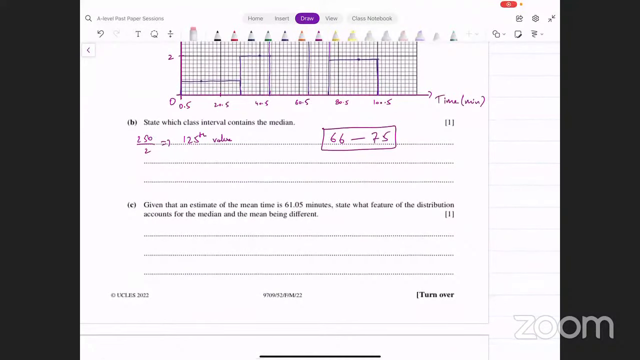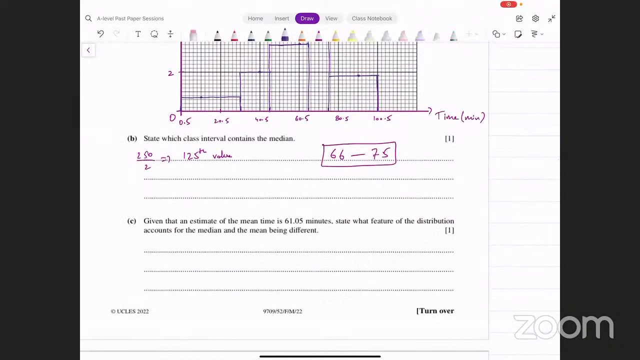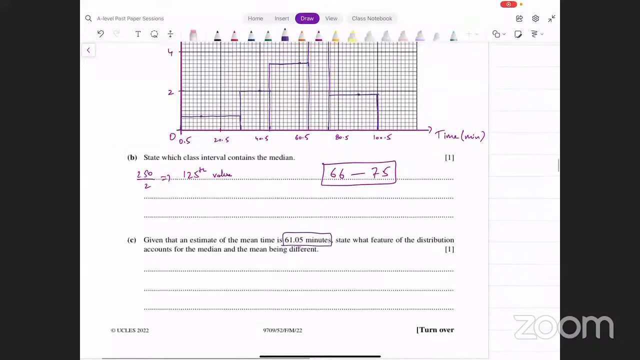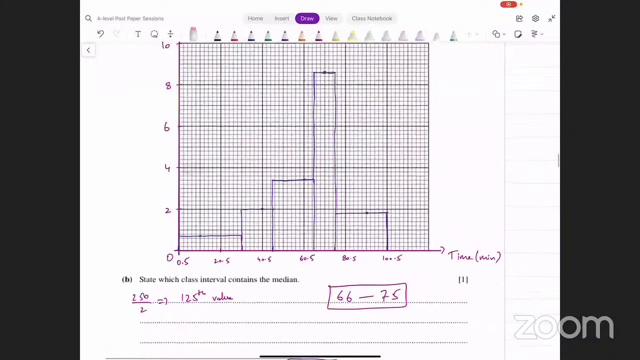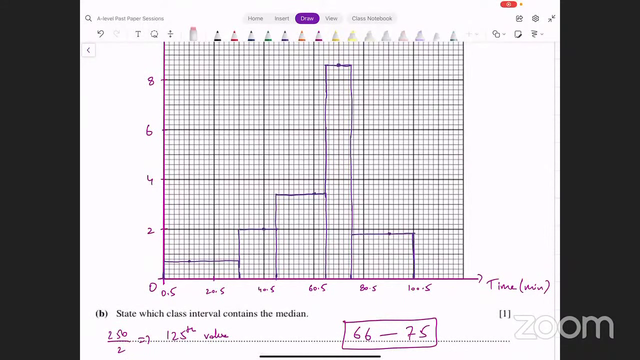Now it says, given that an estimate of the mean is 61.05, okay, so mean time is this. State what feature of the distribution accounts for the median and the mean being different. Okay, median जो है वो इस class में आ रहा है 66 और 75 के दरम्यान में. Mean is lower than that. अगर आप distribution देखें तो आप कह सकते हैं it's sort of a skewed distribution. कि राइट साइड पे इस रीजन में के अंदर वैल्यू ज्यादा आ रही है एज कंपेयर टू वैल्यूज ऑन द लेफ्ट साइड. राइट साइड पे फ्रीक्वेंसी ज्यादा है, लेफ्ट साइड पे फ्रीक्वेंसी कम है.